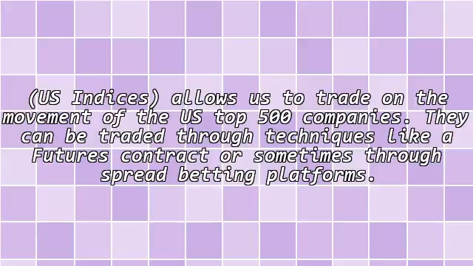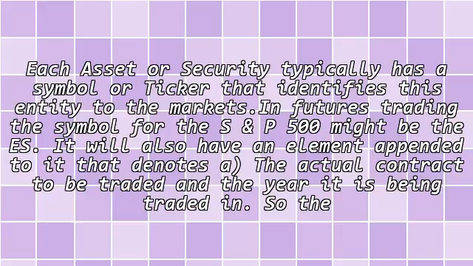They can be traded through techniques like a futures contract or sometimes through spread betting platforms. Each asset or security typically has a symbol or ticker that identifies this entity to the markets. In futures trading, the symbol for the S&P 500 might be the ES. It will also have an element appended to it that denotes the actual contract to be traded and the year it is being traded in.